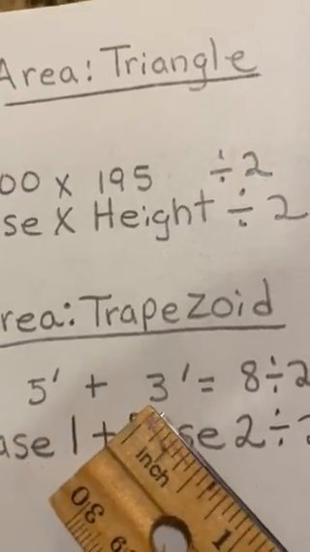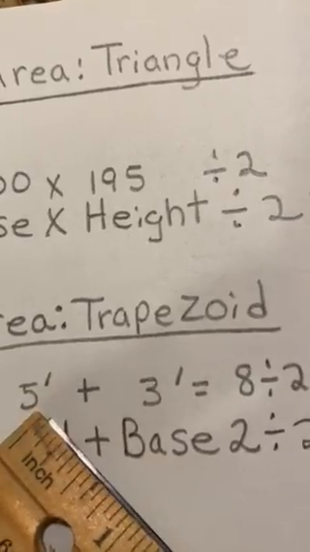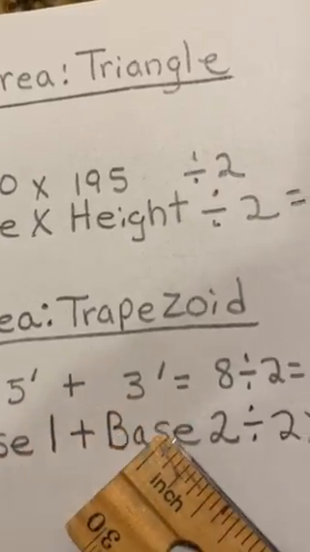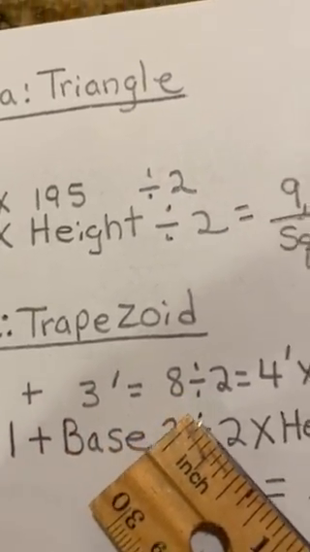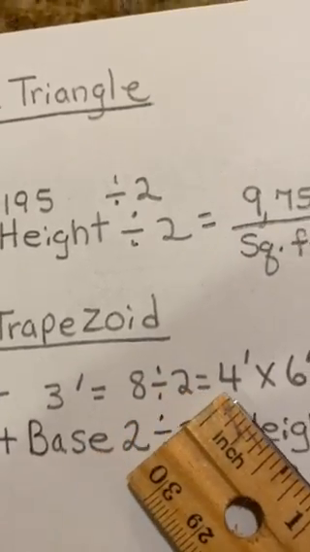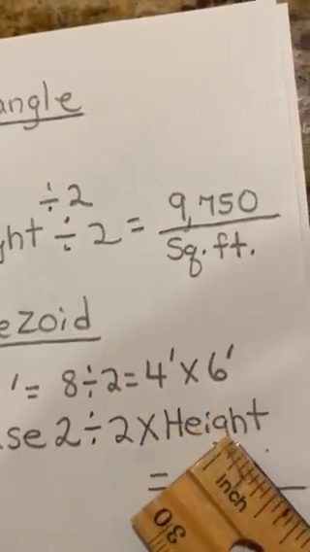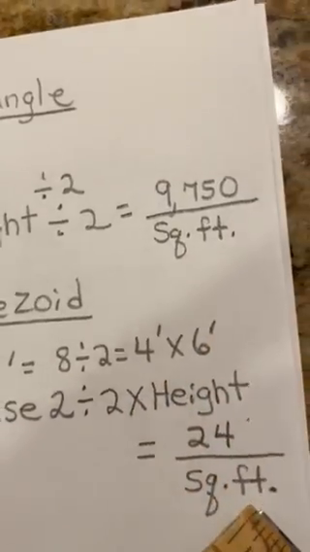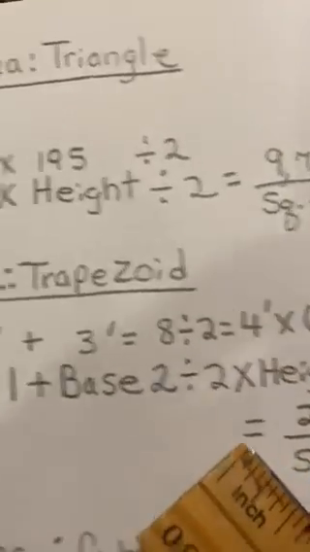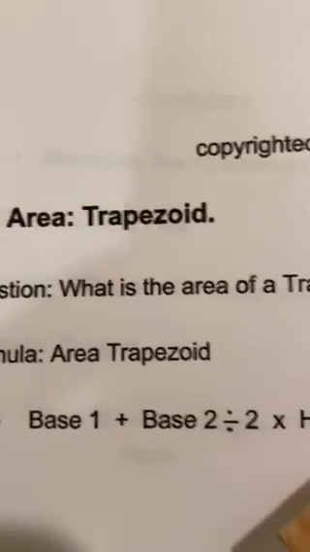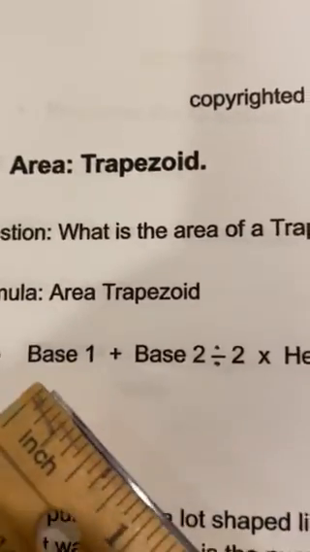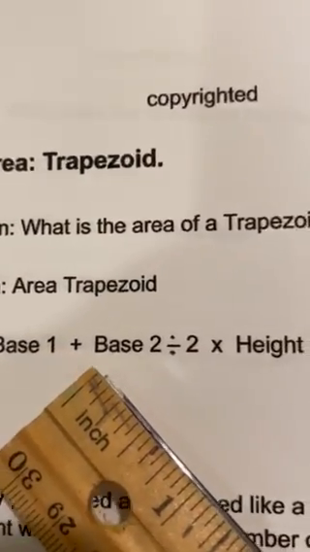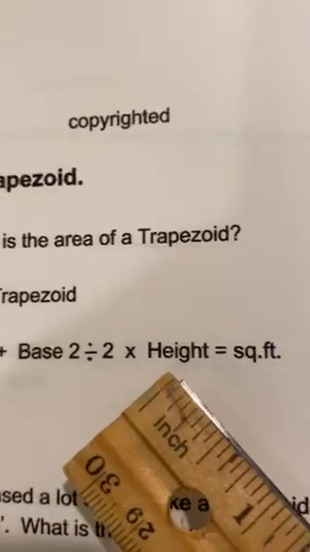So base 1 plus base 2, 5 feet plus 3 feet, equals 8 feet, divided by 2 equals 4 feet, times the height, 6 feet, equals 24 square feet. And you must know this formula for a trapezoid. Area: base 1 plus base 2 divided by 2 times height equals square feet. And let's do another area problem.